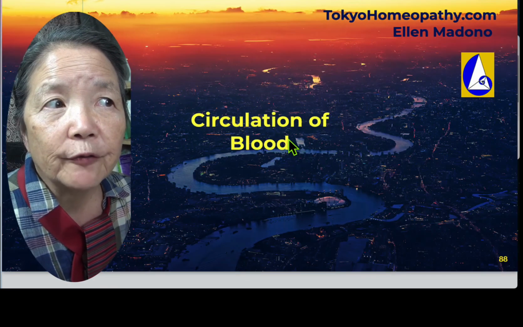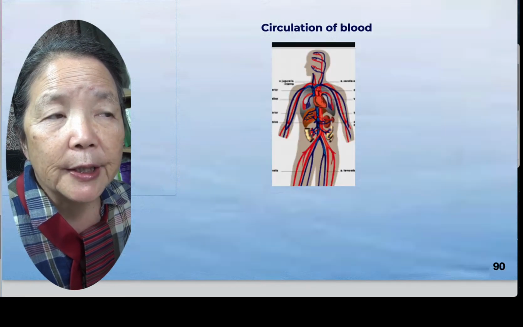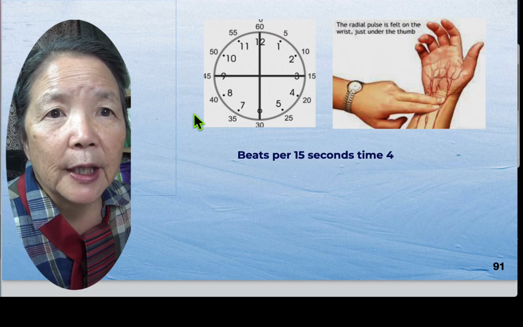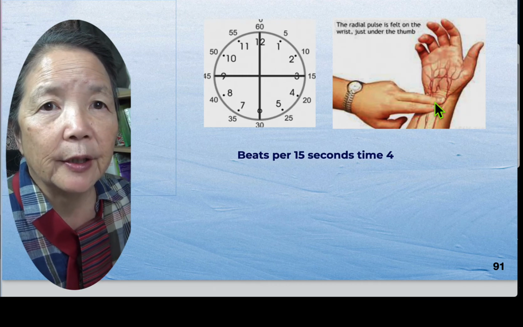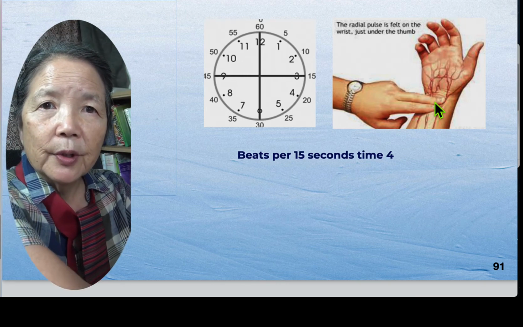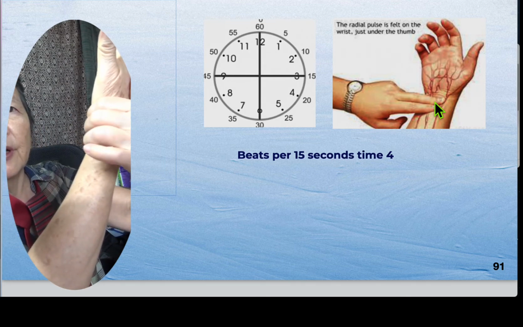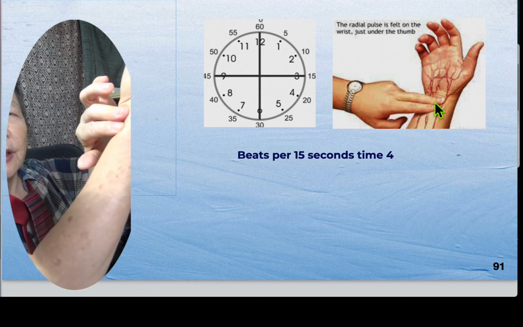The circulation of blood is another important form of circulation. He does it by measuring the pulse. There are two places that are easy to measure the pulse in the clinic. It's easy to hold the wrist of the patient and put two fingers around the wrist, or do it this way. Either way is fine.